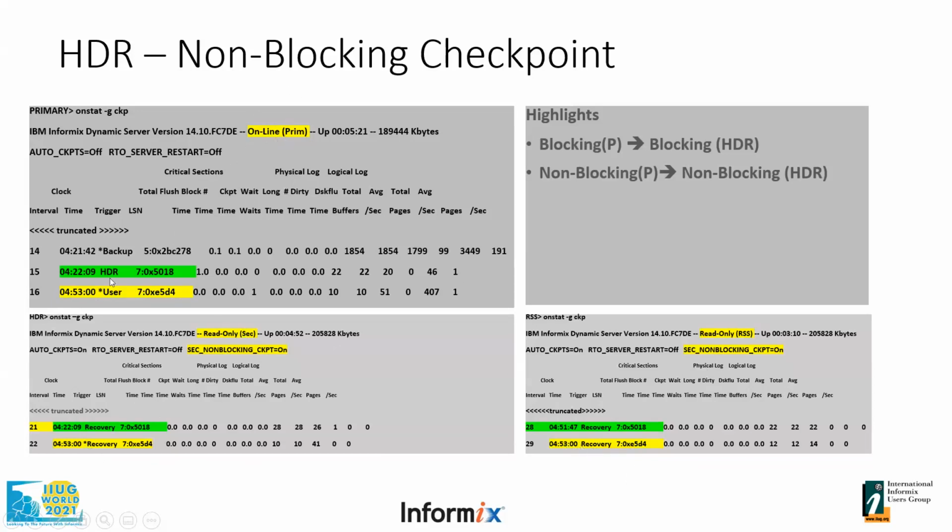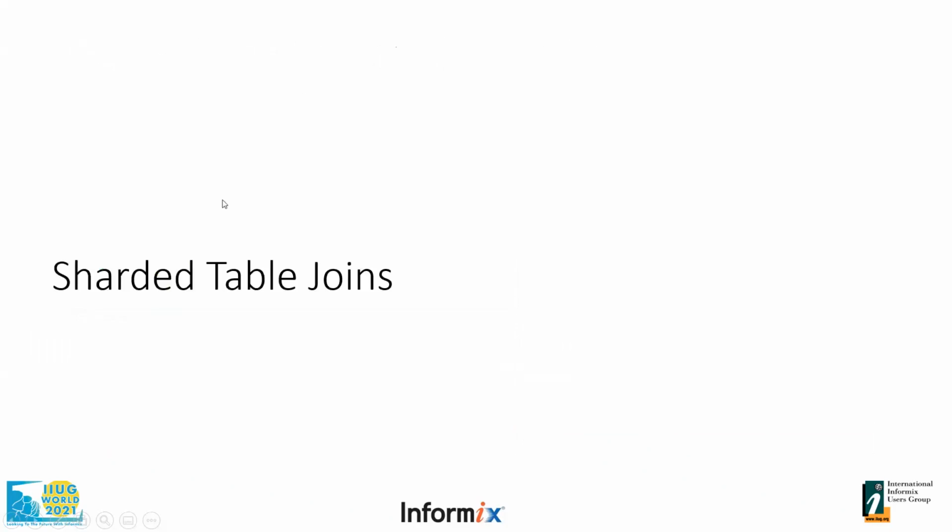And when primary does a non-blocking checkpoint here, the secondary, the HDR is also going for non-blocking checkpoint, and RSS as usual, it's going to be a non-blocking checkpoint. So this is a difference between the HDR non-blocking and the RSS non-blocking. Okay. Let's now see some of the additions to the sharding aspects of it.